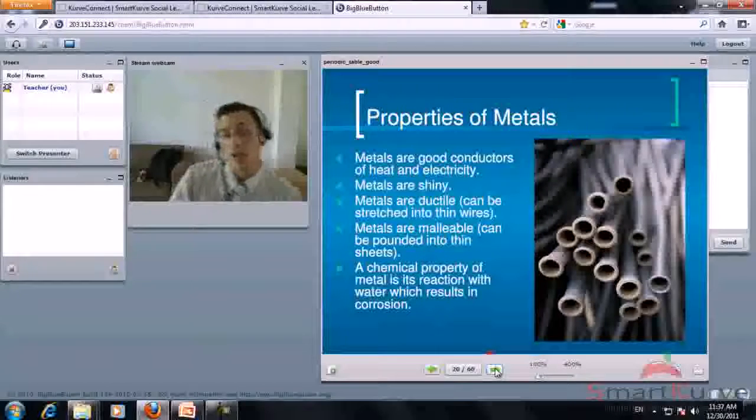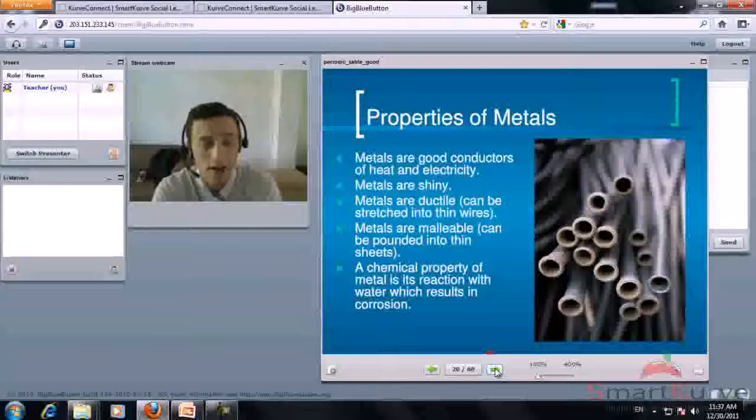Metals are good conductors of heat and electricity. When we make electrical wire, we make it out of copper because copper is a metal. It conducts electricity. When we make kettles and cooking pans, we make these things out of iron and copper and other metals because they conduct heat very well. They get very hot very quickly.